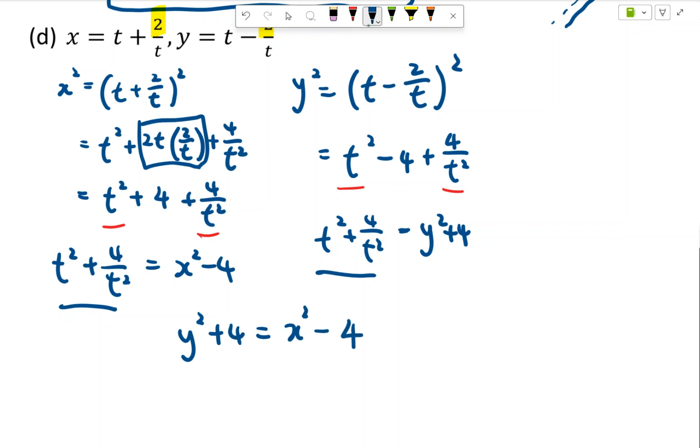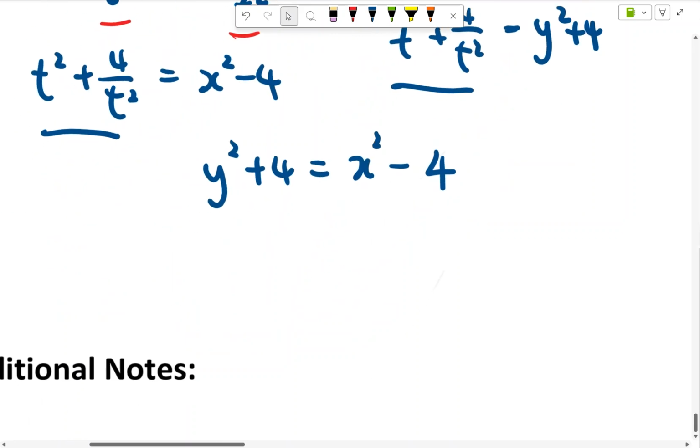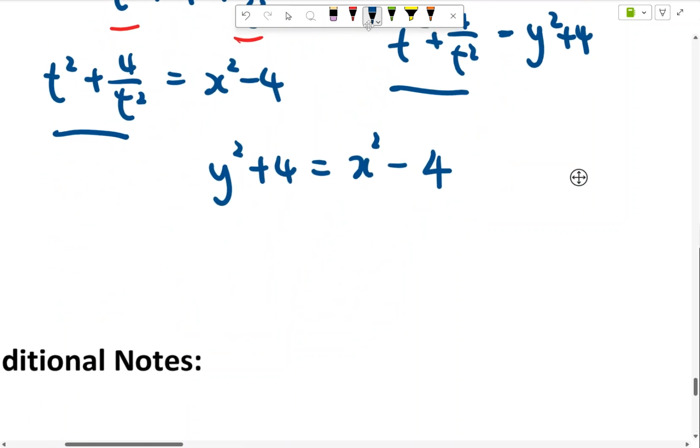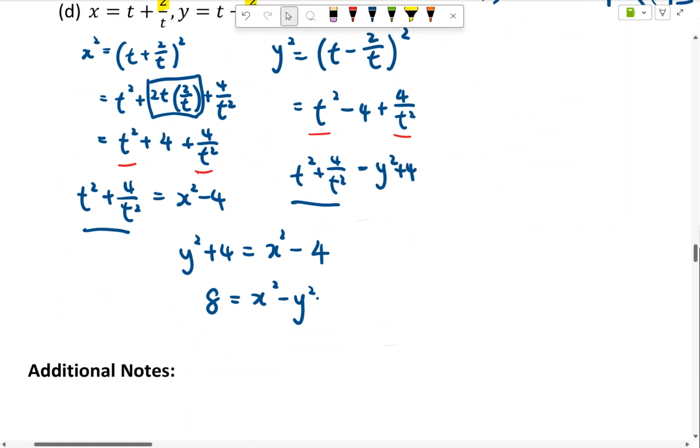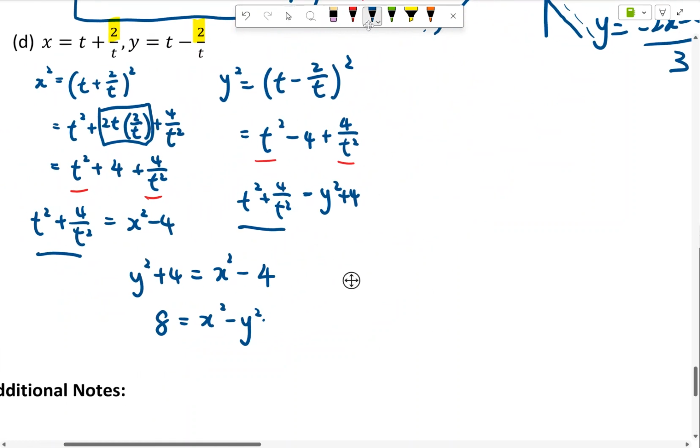Okay, so now it depends. You have to see which one will make a positive constant. I bring the -4 here, so this will be 8 equals x squared minus y squared. And then in this case, you have to divide by 8. 1 equals x squared over 8 minus y squared over 8.